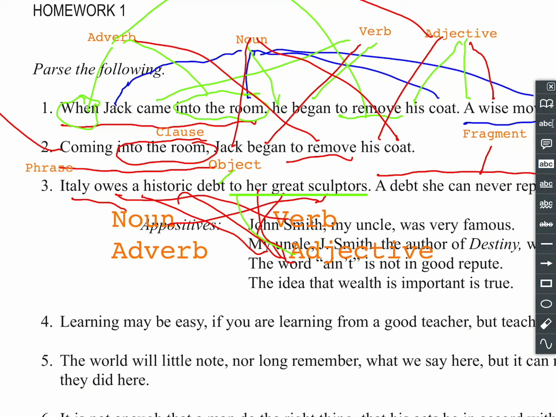So the type of debt it is to her great sculptors. That makes sense. But the type of owing it is to her great sculptors. Like, let's just try to simplify it. So suppose the sentence was, Italy owes debt to John. Or Italy owes a debt to John, if you prefer. One of those. So, yeah, Italy owes debt to John.